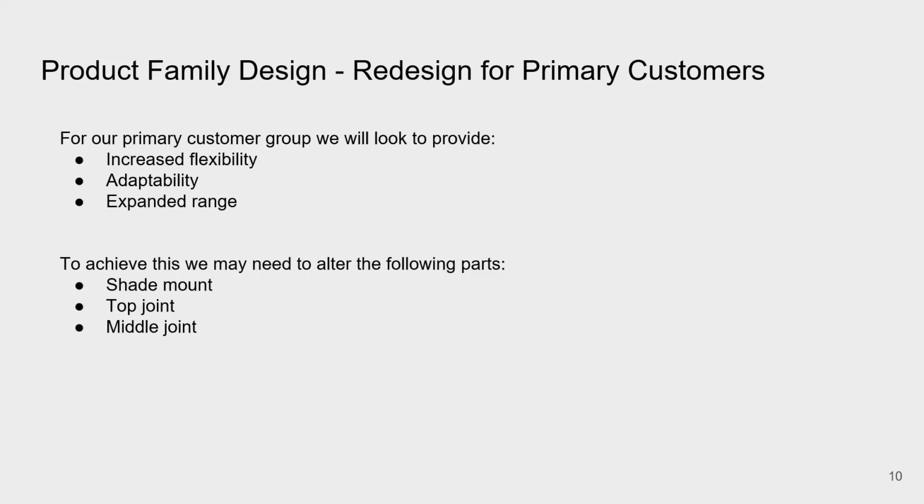As mentioned above, our primary customers consist of residential and commercial users. They would primarily be looking for a product with increased flexibility, adaptability, and expanded range. In order to provide this, we would be looking to modify certain key components in our product, namely shade mount, the top joint, and the middle joint. We believe these will provide the extra flexibility necessary to increase its range and increase its versatility.